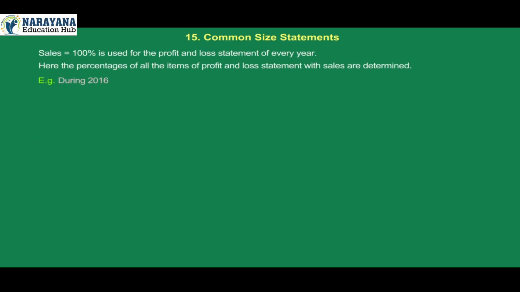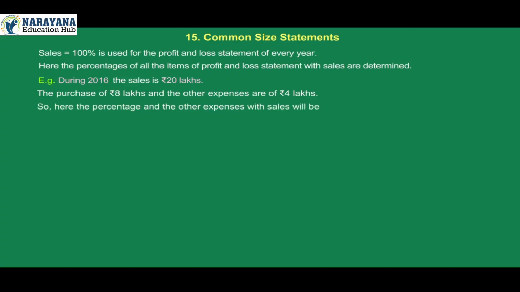Example, during 2016, the sales is rupees 20 lakhs. The purchase is rupees 8 lakhs and the other expenses are rupees 4 lakhs. So, here the percentage of purchase and other expenses with sales will be 8 divided by 20 into 100 is equal to 40% for purchase, and 4 divided by 20 into 100 is equal to 20% for other expenses. 40% and 20% respectively.